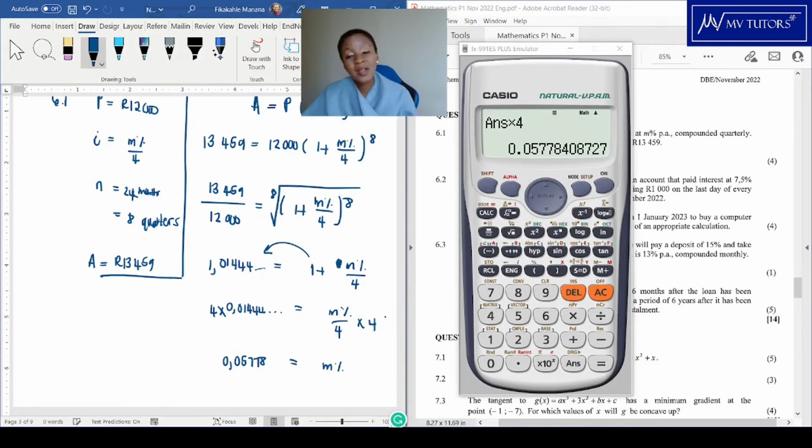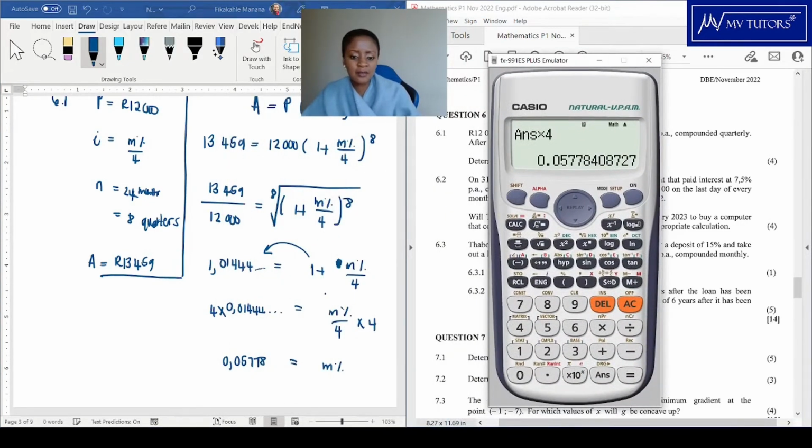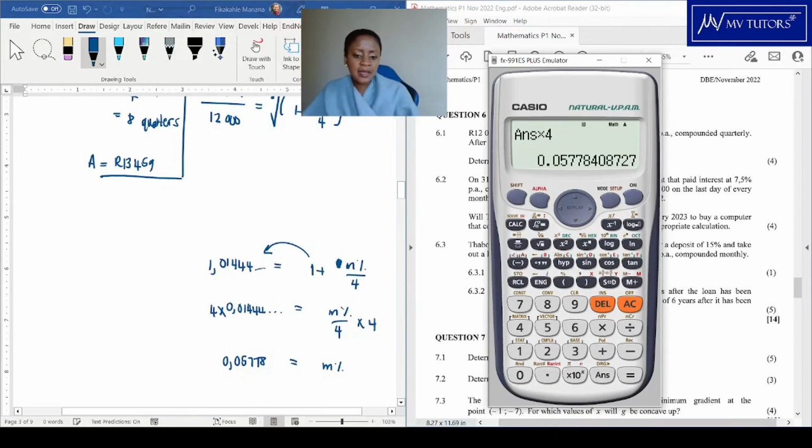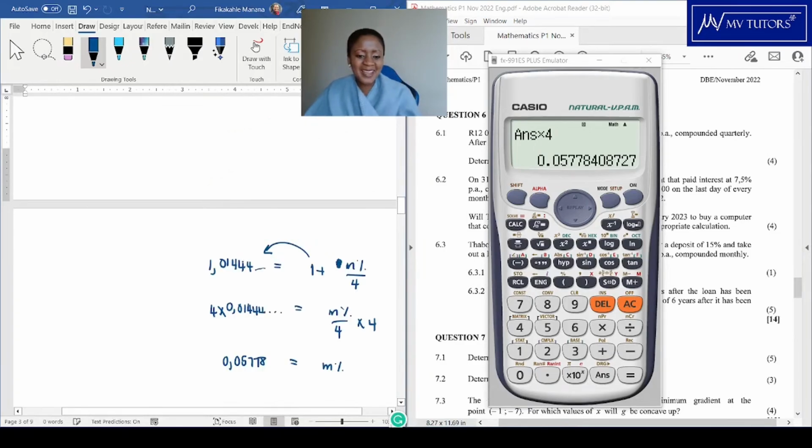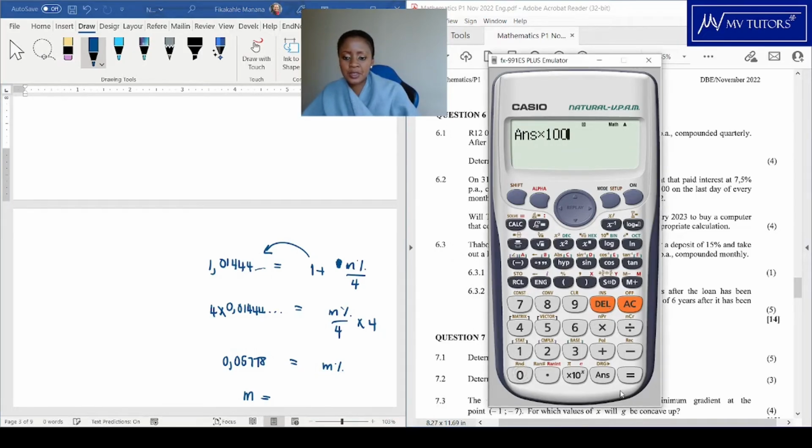They said they wanted m, not m%, right? Determine the value of m. Something is up with my laptop, I'll have to pause after here to fix this technical glitch, but we need to multiply by 100 basically, and we get that m is 5.78%.